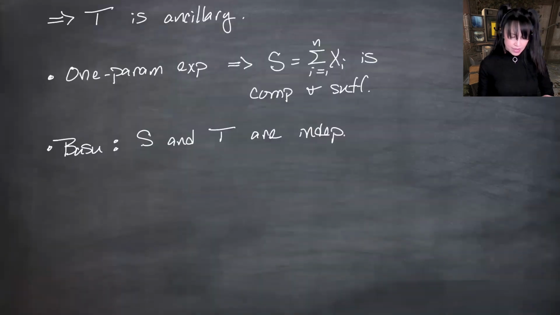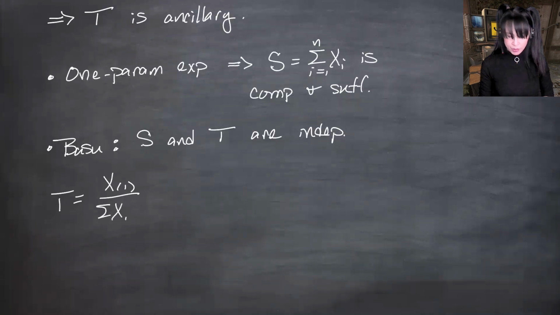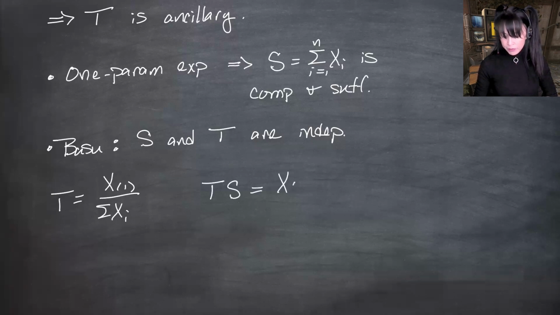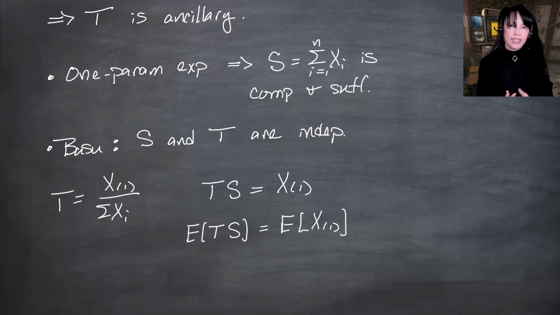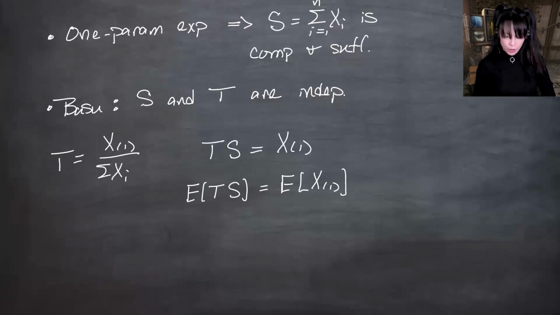Now S is right there, and you'll recall T is the minimum over the sum of the xi, which is S. So if you take T times S, you get the minimum of these exponentials. So if you take the expected value of T times S, you get the expected value of the minimum. The minimum of n IID exponentials with rate lambda is another exponential random variable with rate n lambda. And the mean for that is 1 over n lambda.